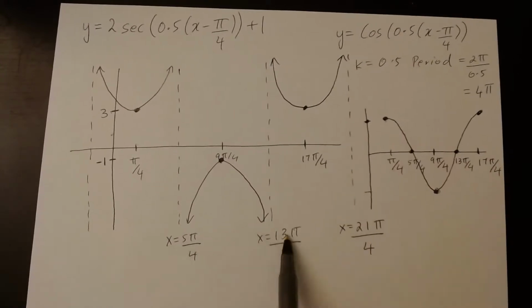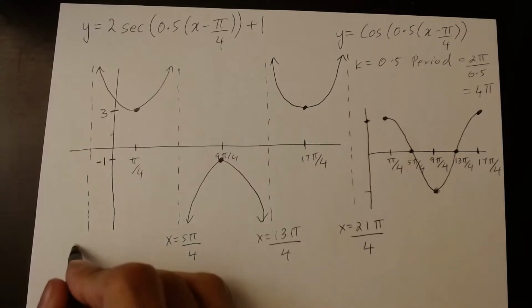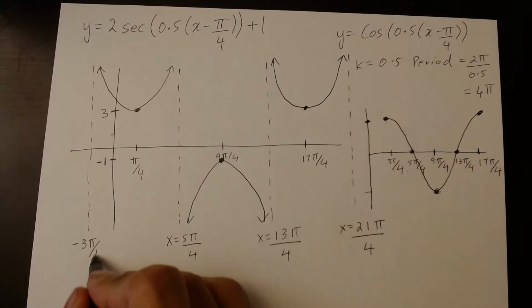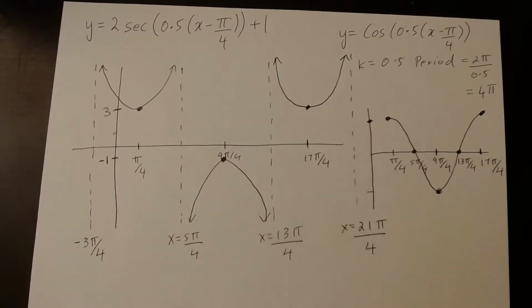You can also see the difference between each of these is just 8. So you could always do it that way as well. So this one would be negative 3 pi over 4. And that is how you sketch a sec function with different transformations.